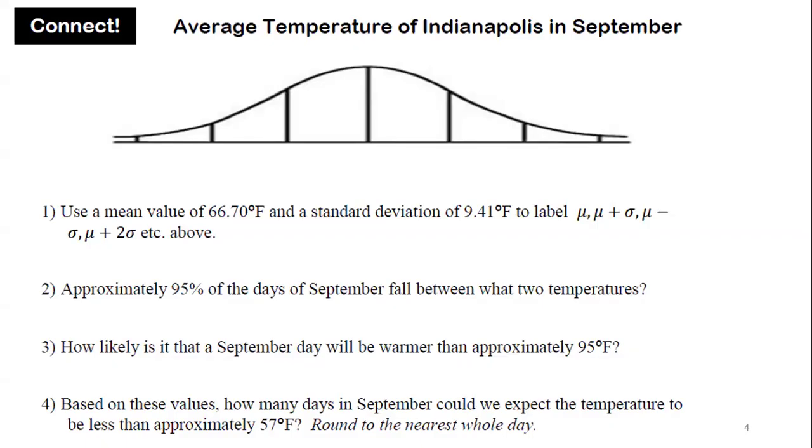Here it talks about the average temperature of Indianapolis in September. It says use a mean value of 66.7 degrees Fahrenheit and a standard deviation of 9.41 degrees Fahrenheit to label mu, mu plus sigma, etc. above. So when we have a normal distribution curve like this, the first thing we need to do is fill out the information on the bottom. And we always want to start in the middle.